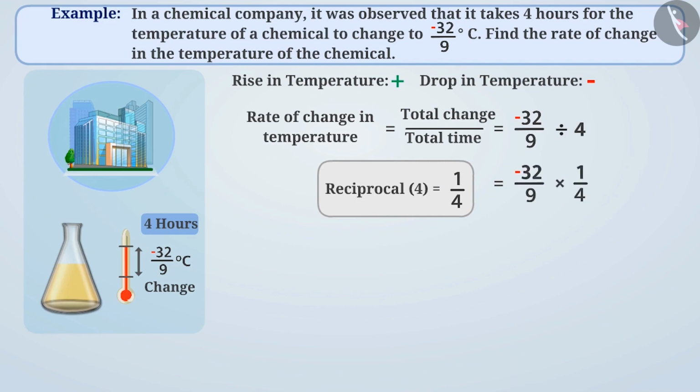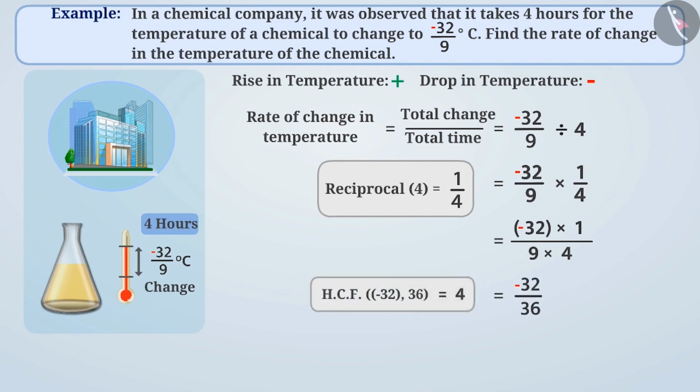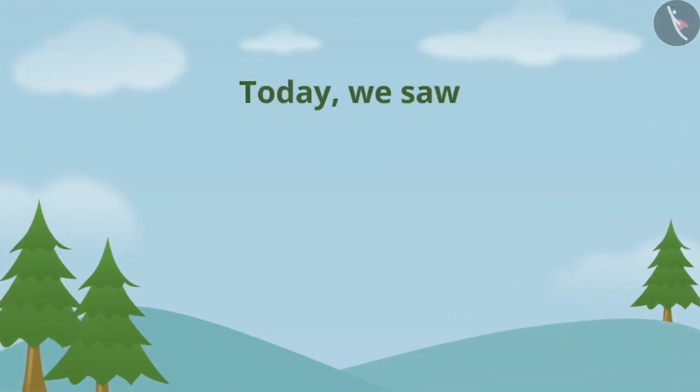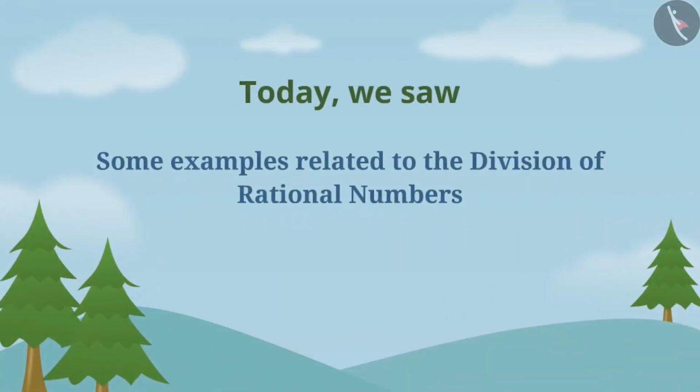To find the result of the multiplication, we multiply the numerators to get minus 32 and then multiply the denominators to get 36. Thus, the result will be minus 32 by 36. Here, the HCF of the numerator and the denominator is 4, so we will divide both the numerator and denominator by 4. This will allow us to express the result as minus 8 by 9 in standard form. So, we can say that the rate of temperature change in the chemical will be minus 8 by 9 degrees centigrade per hour. So today we saw some examples related to the division of rational numbers. In the next video, we will see some myths related to it.